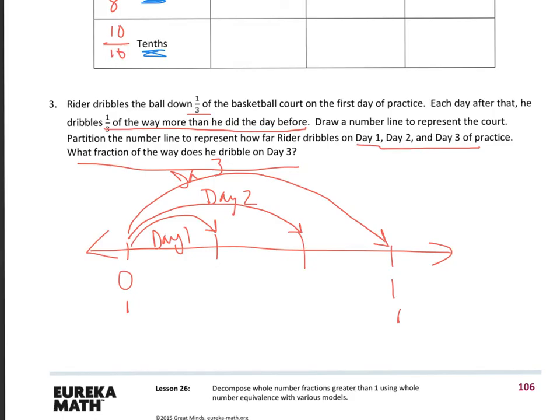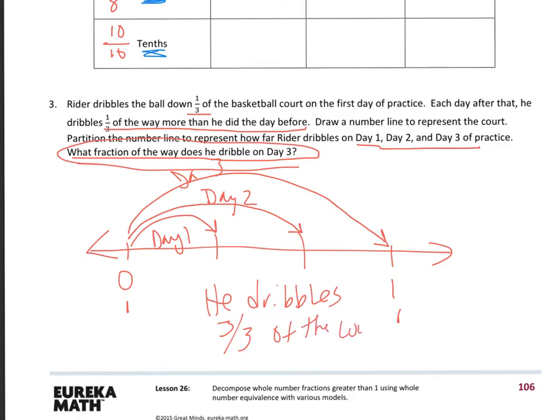So the question says, what fraction of the way does he dribble on day 3? He dribbles 3/3 of the court. Or the whole length, because 3/3 is equivalent to 1 whole.